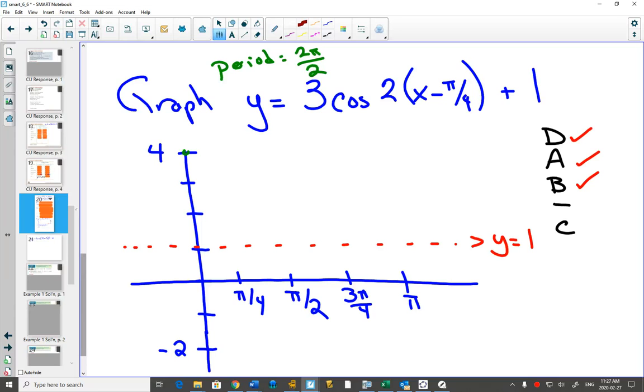So my maximum's at 4, and then each of these 4 sections tell you to go from maximum, center line, minimum, center line, maximum. And draw that with a dotted line. We've now completed the dash. The period is pi. How long does it take to get from here to here? Pi.